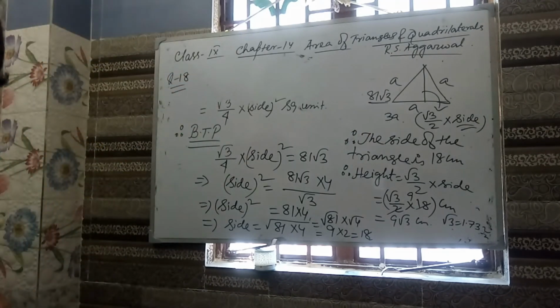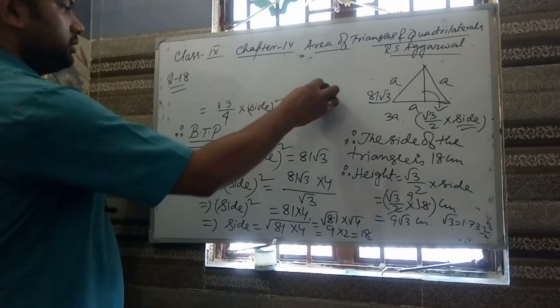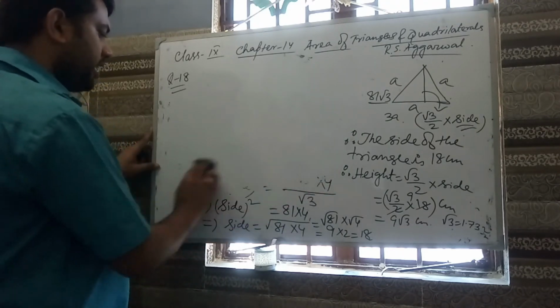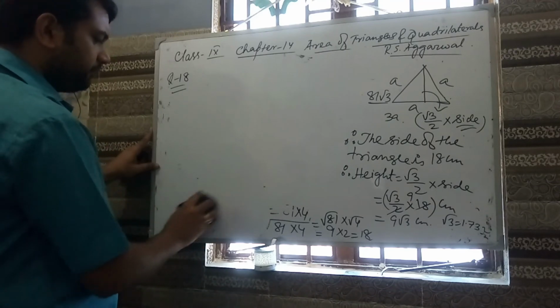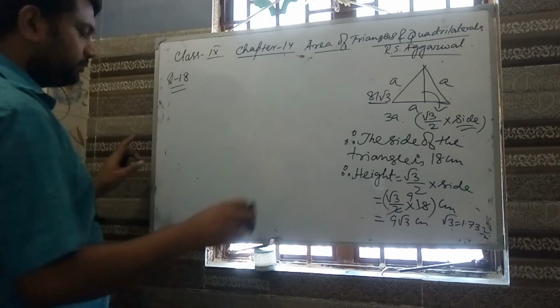What is given? It is given the height of an equilateral triangle measures 9 centimeters. So height is given. In question number 15 and 16, we had area given. But in question number 18, height is given.